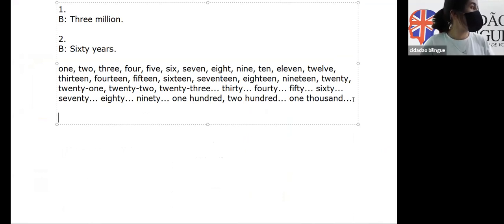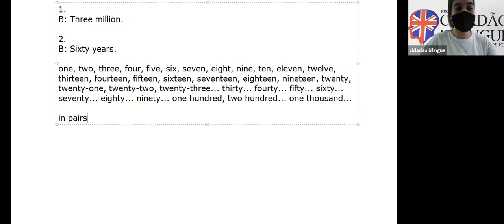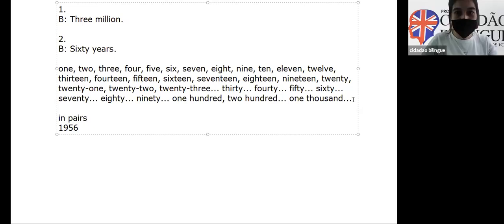Antes dos anos 2000. Não lembro. We say it in pairs, you guys. In pairs. So, the year that we have in there is this one, right? We're going to read 1956. 1956. Okay, they never read 1900. Não falam assim, all right?